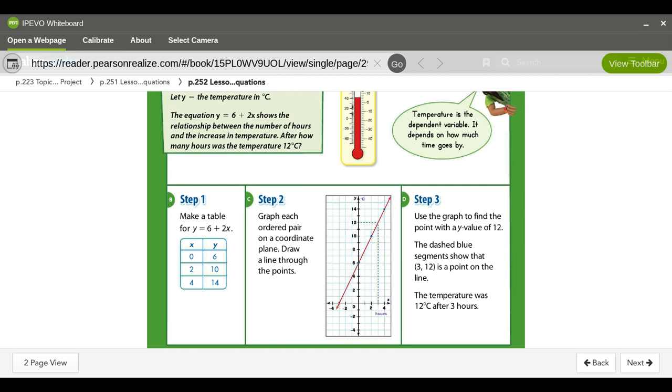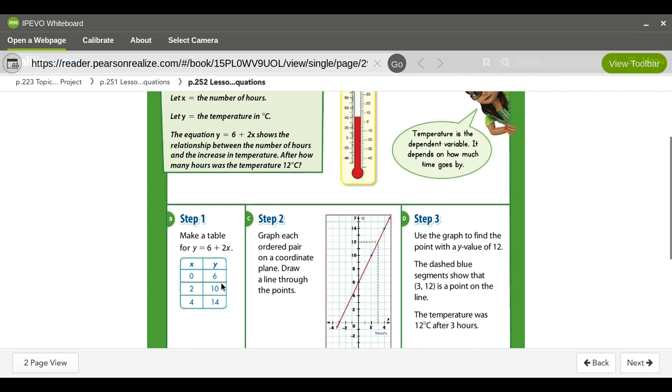So when it's 0, the temperature is going to be 6. When it's 2, the temperature is going to be 10. And when it's 4, the temperature is going to be 14 degrees. Okay, so after 4 hours, it's going to be 14 degrees. So then you're going to plot, and you'll notice that this line is extended all the way through, and it is in the negatives because we do have the possibility of negatives because temperature can be a negative value. And so we've plotted (0, 6), (2, 10), and then (4, 14).